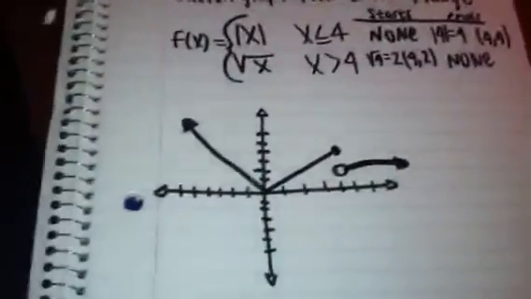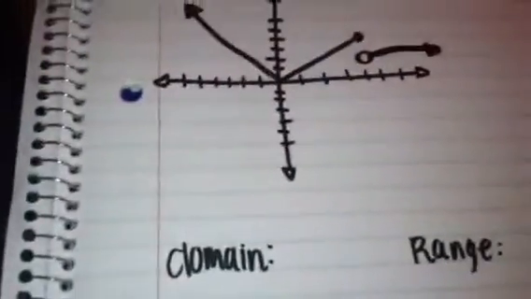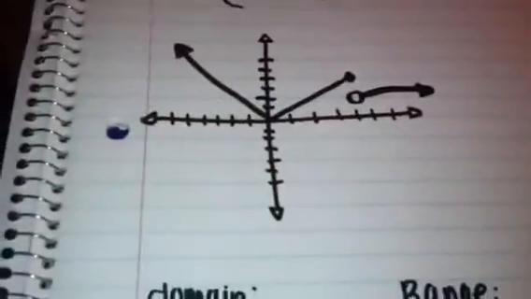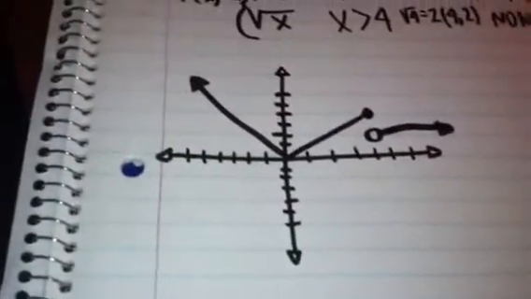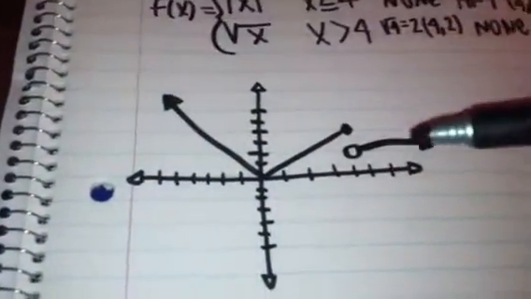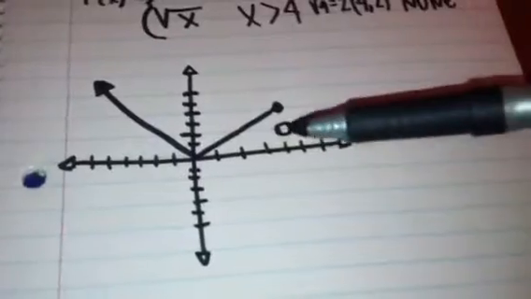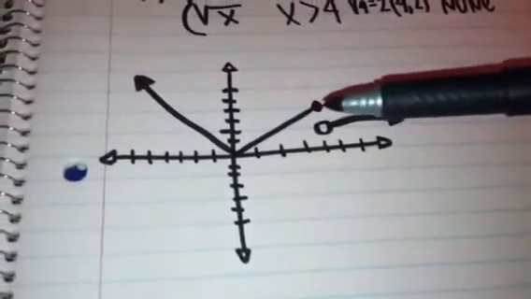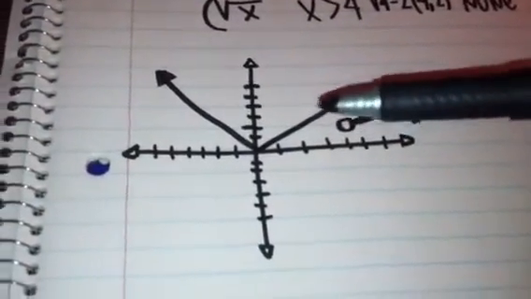And now we also were asked to find the domain and range. So to find the domain, first of all, what the domain means is whatever x's can be used in the equation. And to me, it looks like all the x's can be used, because this has an arrow that goes all the way that way, and this has an arrow that goes all the way that way. Even though this is an open circle, this is a closed circle, which includes the 4. So it's going to be negative infinity to positive infinity.